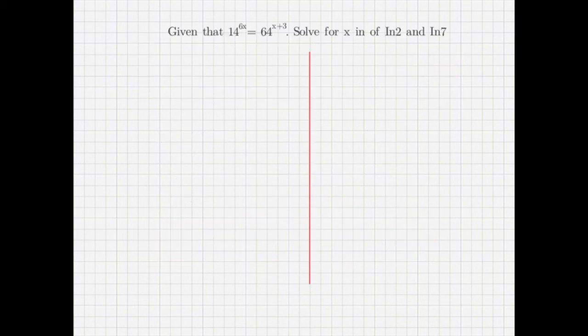Let's look at how to do this question. In this question, we are given that 14 to the power of 6x is equal to 64 to the power of x plus 3. We have to solve for x in terms of ln2 and ln7. Let's get started. So 14 to the power of 6x is equal to 64 to the power of x plus 3.